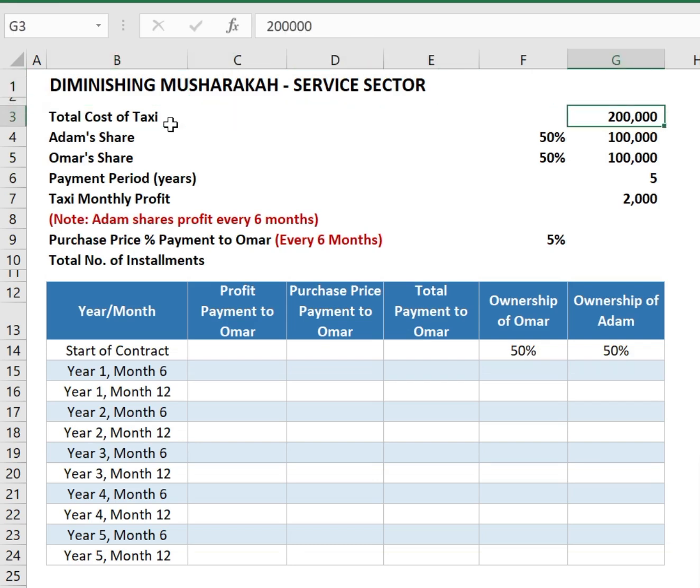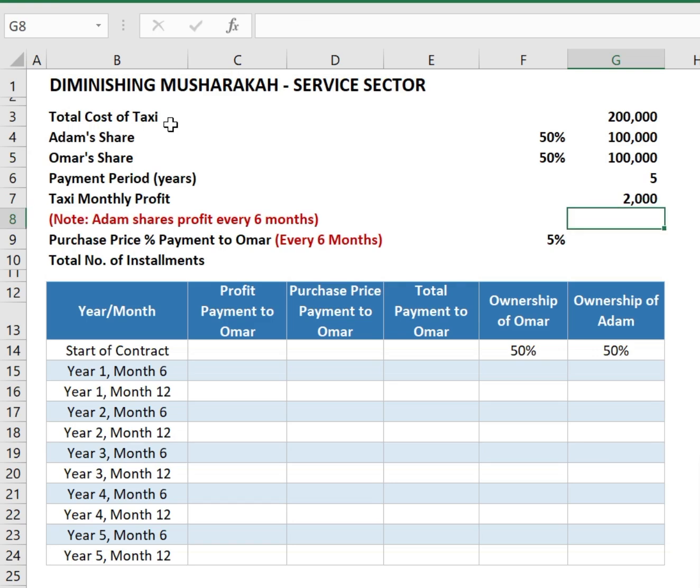cost of the taxi is 200,000 pesos. And the partners involved are as follows: Adam with 50% ownership interest amounting to 100,000 pesos, and Omar also has the same ownership interest, 50% amounting to 100,000 pesos. The payment period is 5 years. The taxi monthly profit is 2,000 pesos. As per the agreement, Adam shares profit every 6 months.